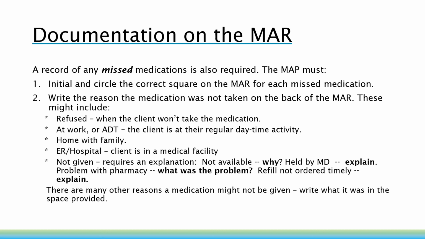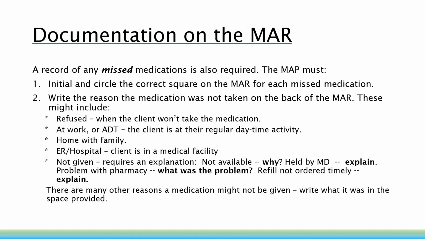A record of any missed medication is also required. The MAP must initial and circle the square on the MAR for each medication. Write the reason the medication was not taken on the back of the MAR. These could include refused, when the client refuses to take the medication. At work or ADT, the client is at a regular daytime activity. Home with family. ER, hospital. Client is in a medical facility at the time.